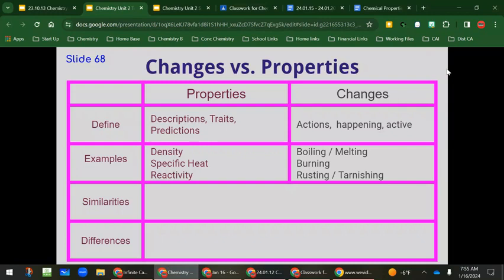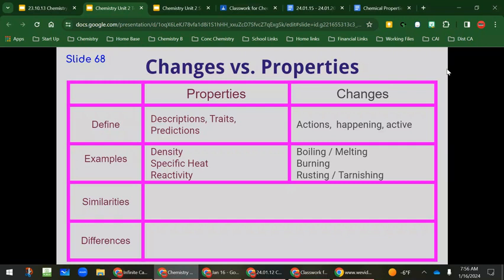I believe that on the test, I will probably ask you to give me the difference between a property and a change in under 5 words. I can do it in 4. Property, prediction. Change, action. There you go, 4 words. That's the entire difference between properties and changes. One is a prediction. One is telling you what could happen, what will happen, what can happen. The other is an action. It is telling you what is happening. Okay? What is happening?